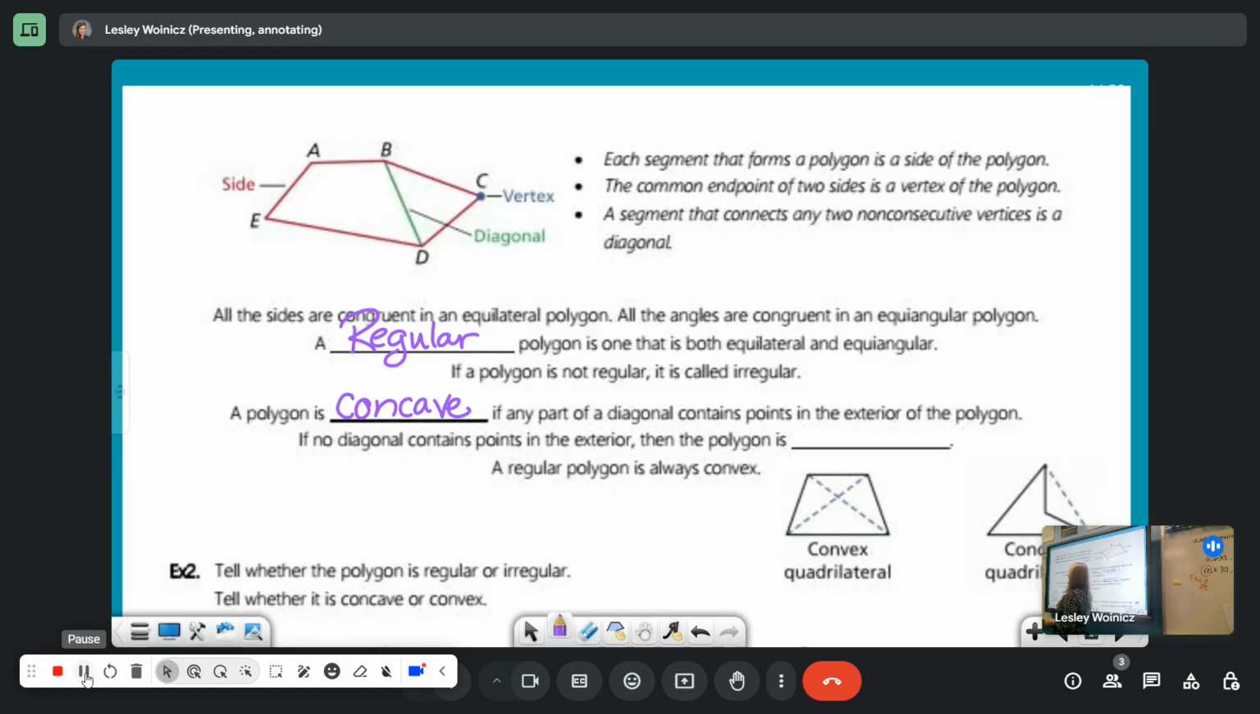If you're like, oh my gosh, all these words, I can't remember all this vocabulary. You guys know that con is with, right? Like chili con queso, it's like chili with cheese, right? What else is with con? Okay, that's all I can think of right now. But it's like with, right? Con is with. And a cave is like hollowed out. So it's like with a cave. Right? With a cave? You should be more excited about that. Convex is there's like no dents in it. Okay? If no diagonal contains points in the exterior, then the polygon is convex.